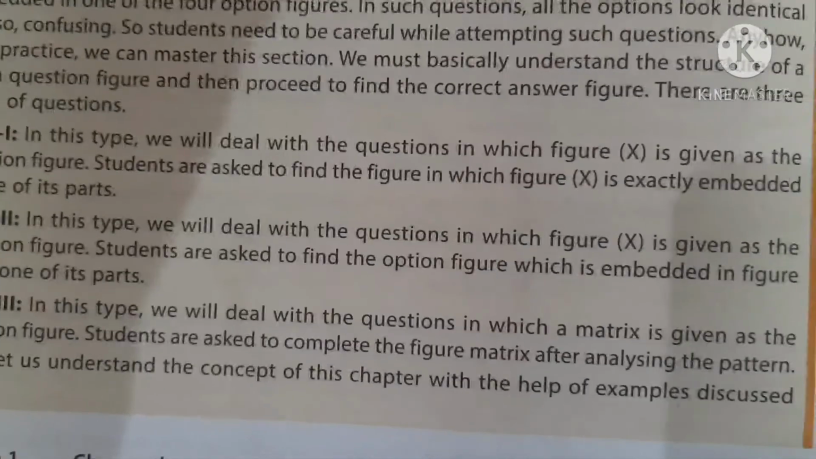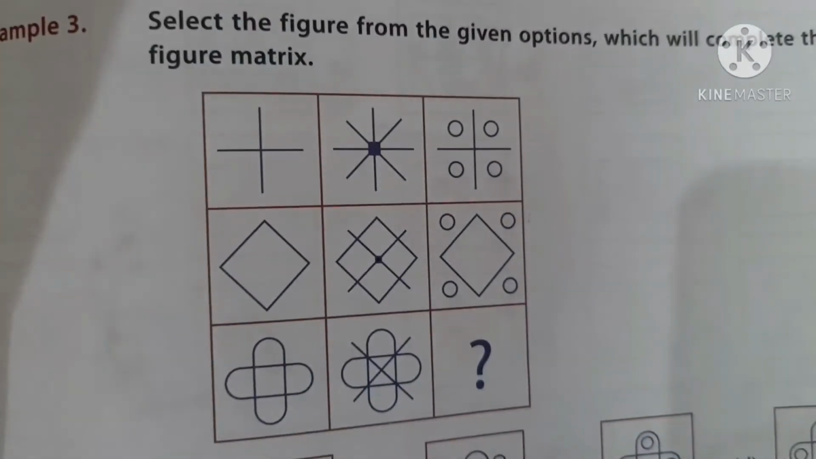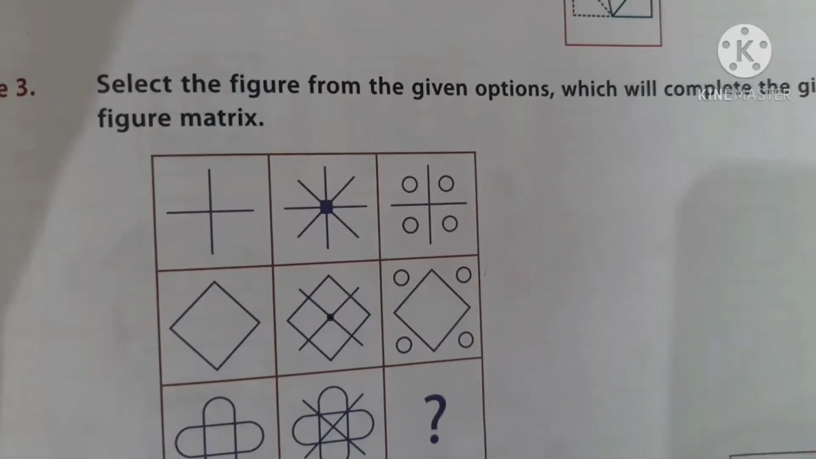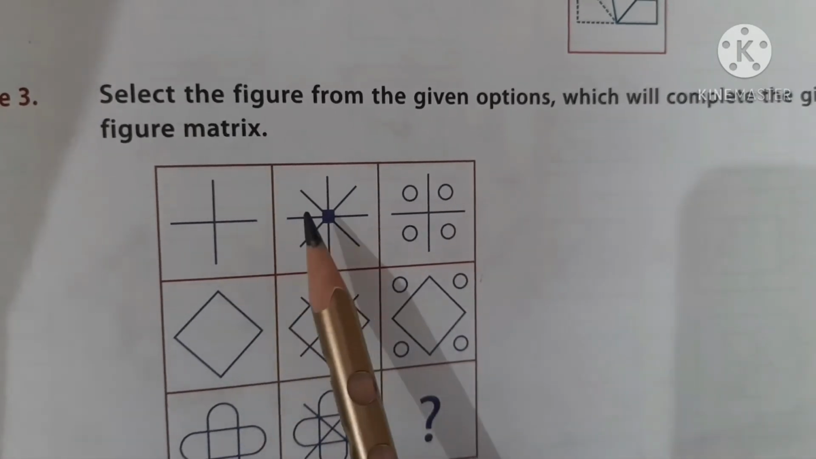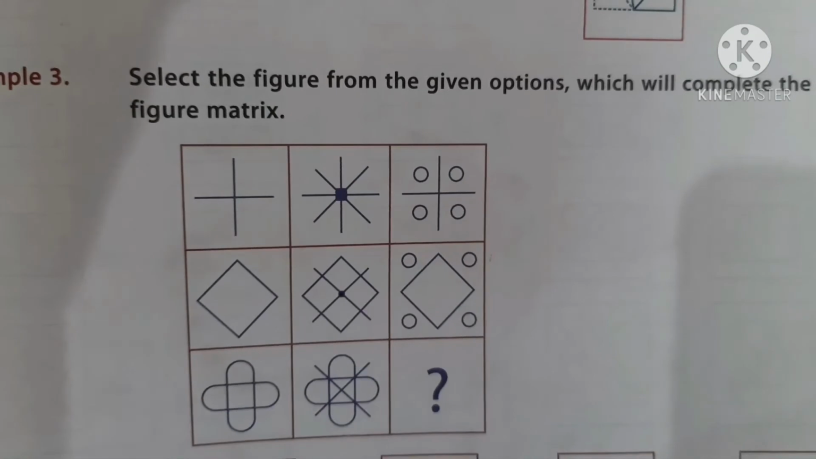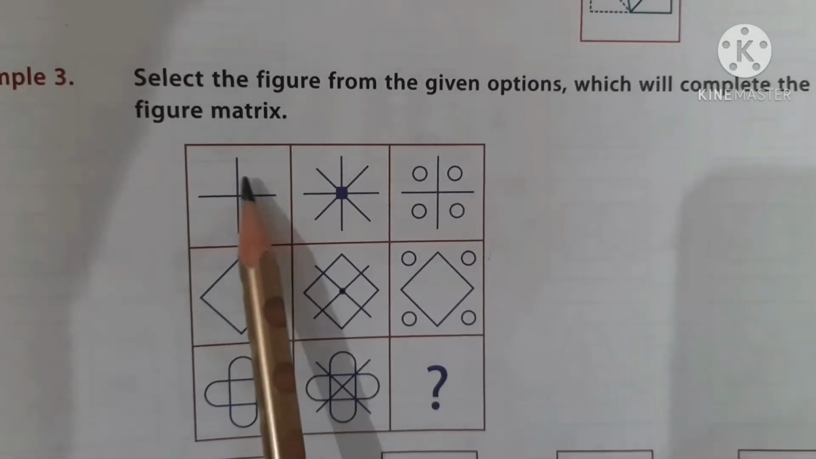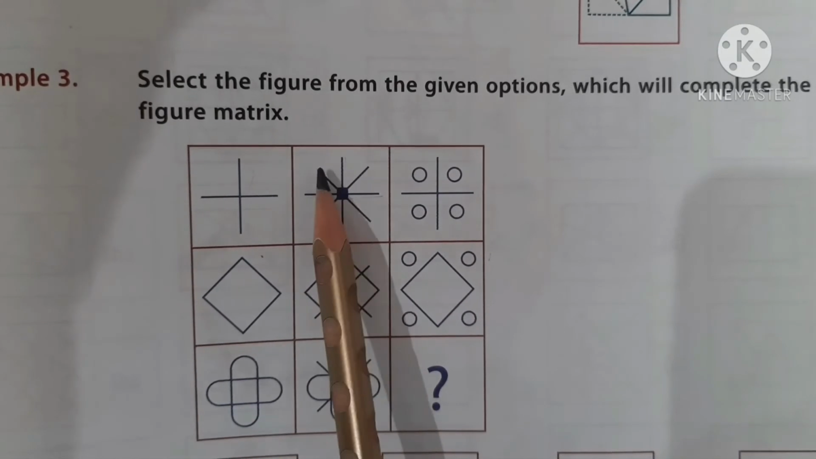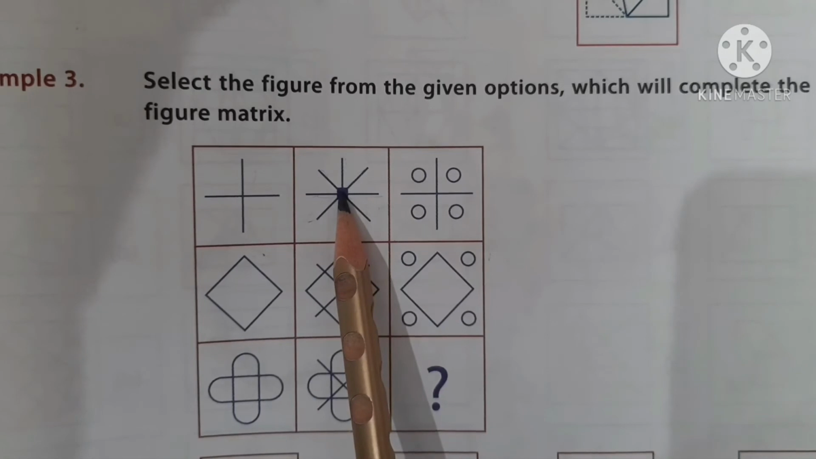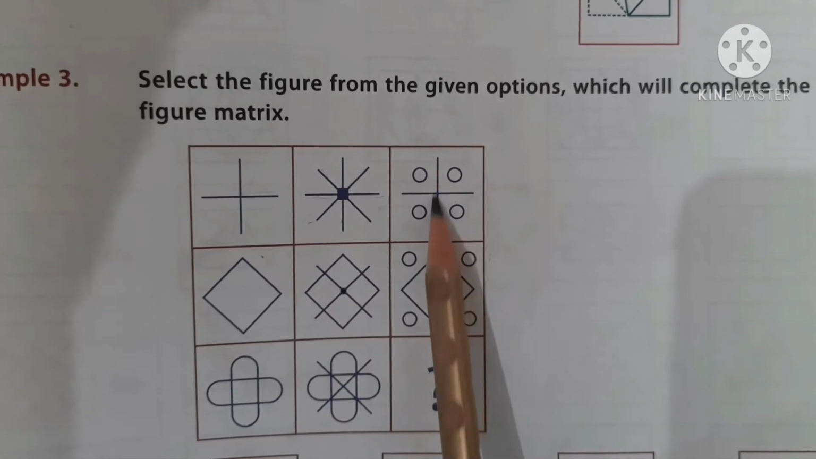For that we are going to do example number 3. So let's do example number 3 now. Select the figure from the given options which will complete the given figure matrix. Now if you look at it, a plus sign is there, then again a plus sign is there, but 2 slanting lines are also introduced and 1 dot is there. Then in this one again a plus is there, but 4 circles are there on the 4 quadrants.